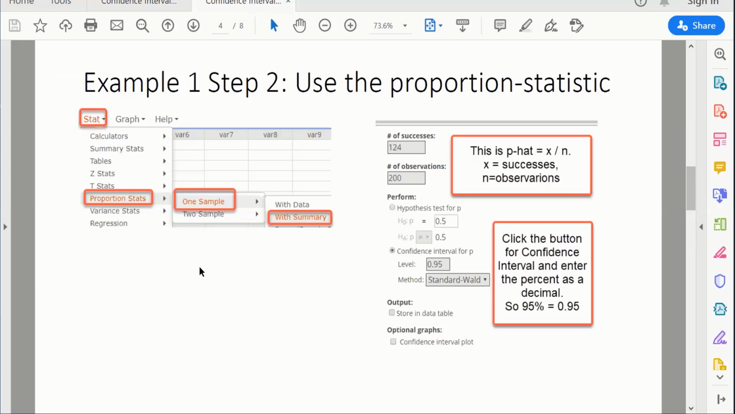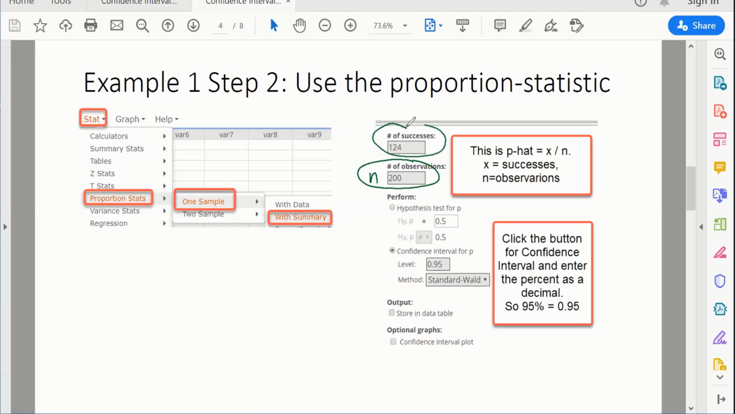So here's what StatCrunch looks like. Now you're going to do Stat, Proportion Stats, One Sample, and With Summary. And then we have number of successes and number of observations. The number of observations is our sample size n. When it says number of observations, it's sample size.